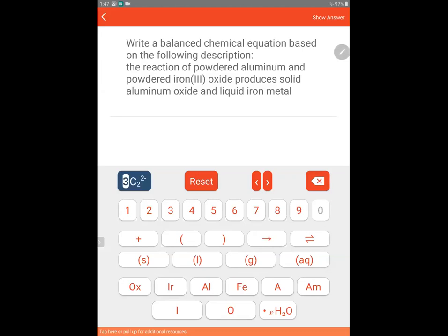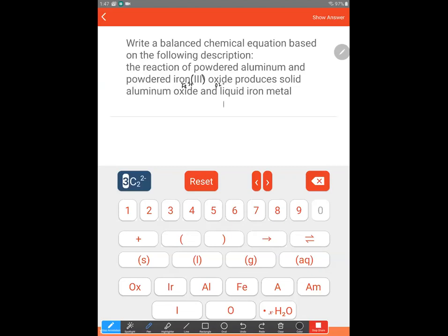So the first thing I'm going to do is look at my charges. Aluminum in this case is a solid, so it's going to have no charge. And then iron oxide. This 3 in parentheses here is telling us that it's a +3. So we have Fe 3 plus. Oxide is a 2 minus. So those will need to be balanced.